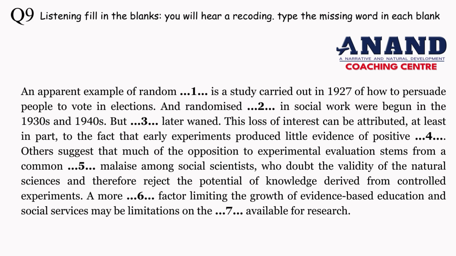An example of random allocation is a study carried out in 1927 of how to persuade people to vote in elections. And randomized trials in social work were begun in the 1930s and 1940s, but enthusiasm later waned. This loss of interest can be attributed, at least in part, to the fact that early experiments produced little evidence of positive outcomes. Others suggest that much of the opposition to experimental evaluation stems from a common philosophical malaise among social scientists, who doubt the validity of the natural sciences and therefore reject the potential of knowledge derived from controlled experiments. A more pragmatic factor limiting the growth of evidence-based education and social services may be limitations on the funds available for research.